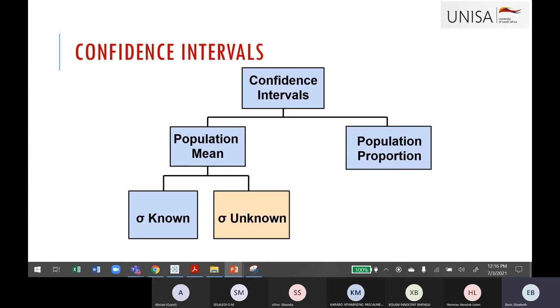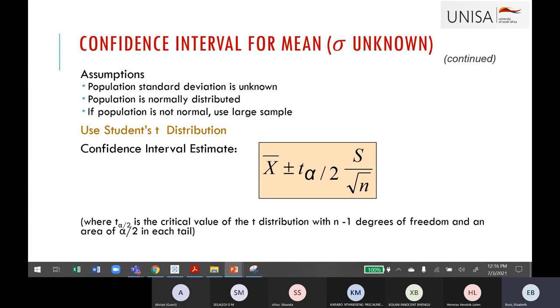Then last Saturday, we learned about the confidence intervals for the mean when the population standard deviation is unknown. And we also learned that when the population standard deviation is unknown, they would give you the sample standard deviation. And your population should also be normally distributed. And if it's not normally distributed, the sample size needs to be large enough.